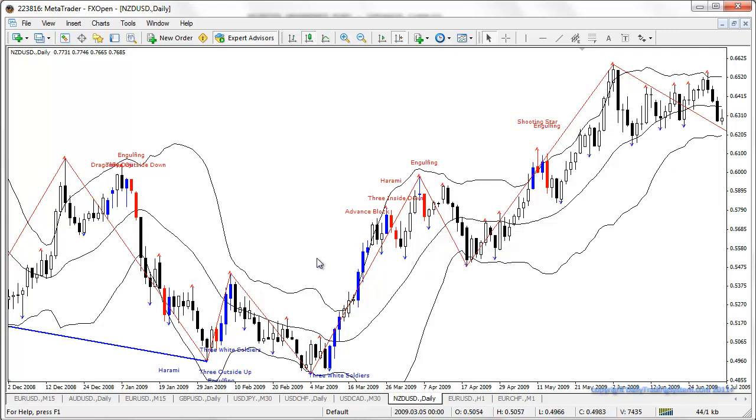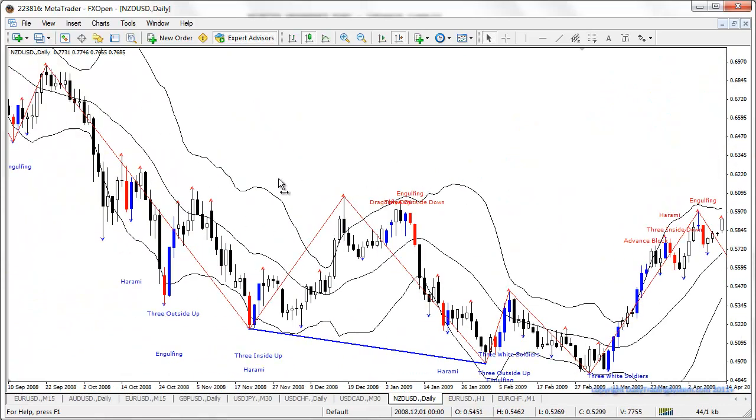Again, you'd have to use a little bit of initiative as well. Where is this pattern: is it halfway in between a trend, is it at the top of the trend, or is it at the bottom of the trend? So all these little variables come into play.